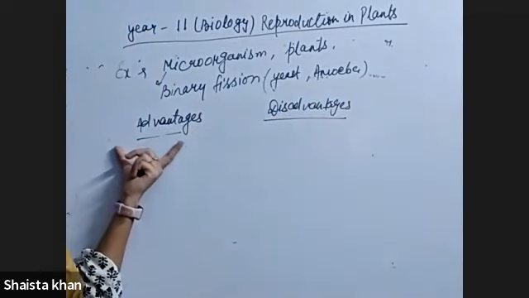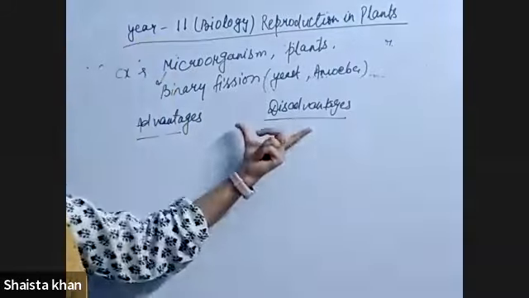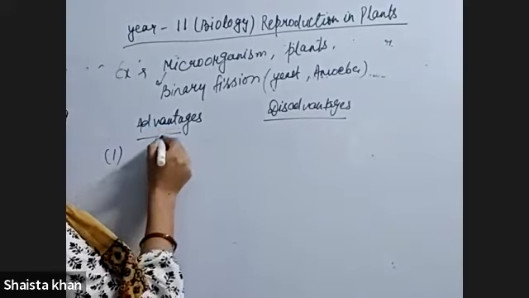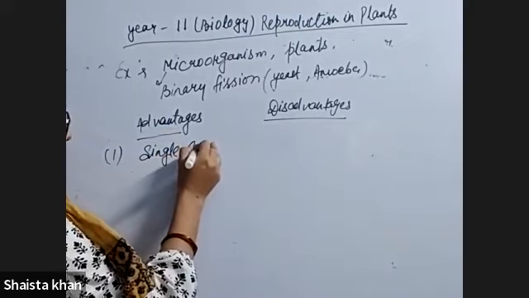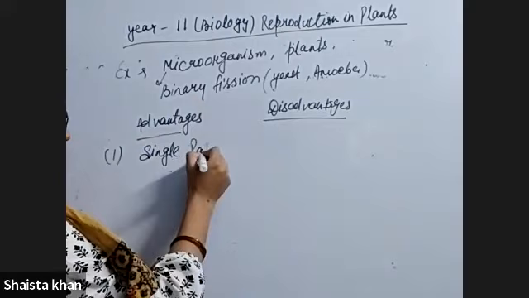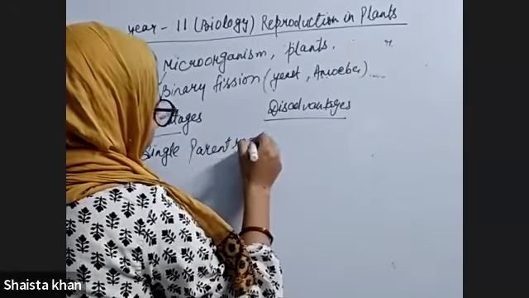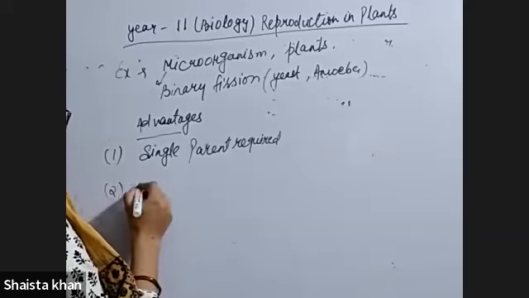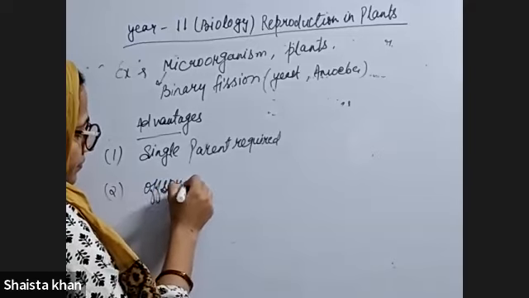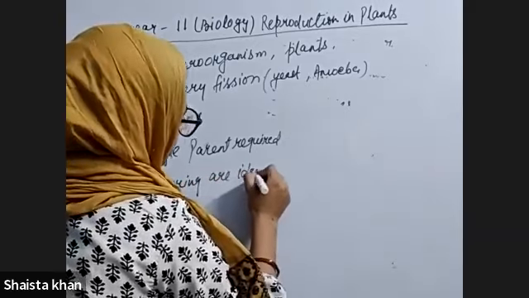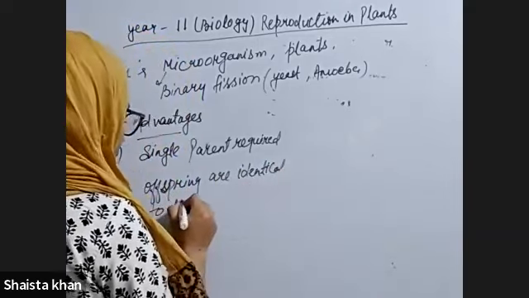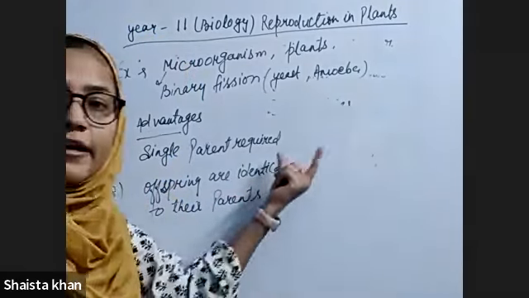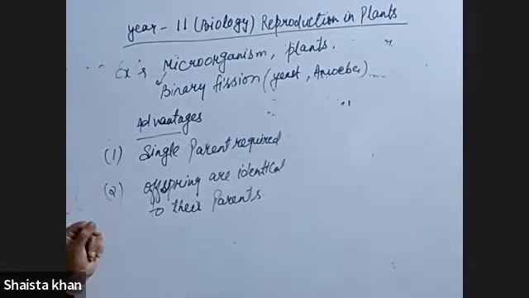What are the advantages and disadvantages of asexual reproduction? In asexual reproduction, only a single parent is required. Second, offspring are identical to their parents, genetically and physically, both.